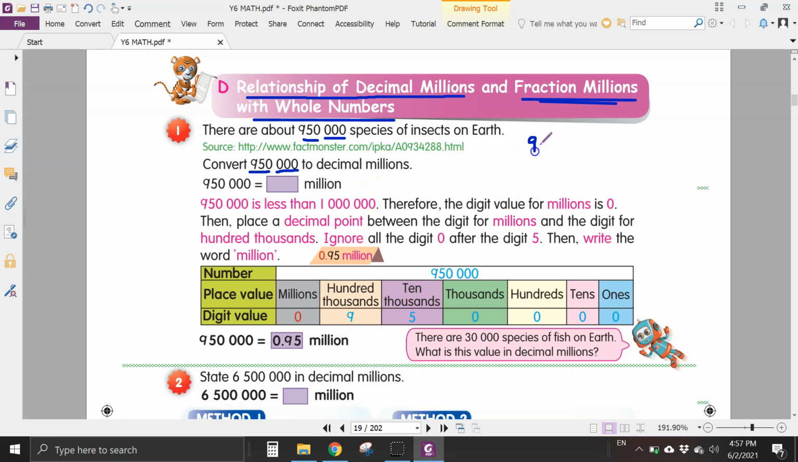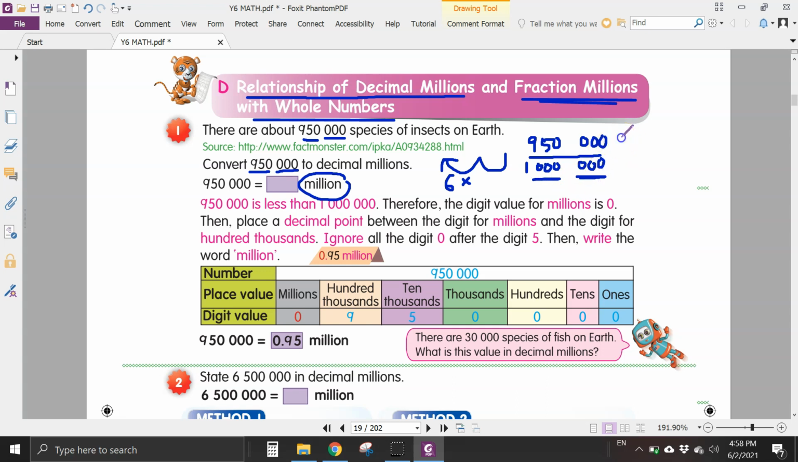Alright, so we write 950,000. To convert it, we have to divide it by a million. We are changing it to million, so I would divide it by a million. Now, how do we divide by a million? There are 6 zeros, so you just have to move the decimal to the left 6 times. Why 6 times? Because there are 6 zeros. 1, 2, 3, 4, 5, 6.